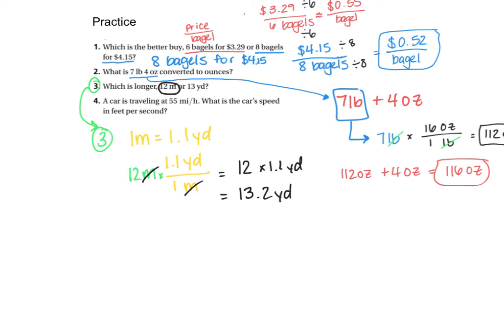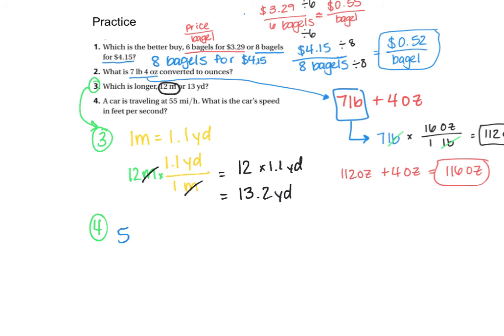All right, let's finish up with number 4. Number 4, a car is traveling at 55 miles per hour. What is the car's speed in feet per second? So this is one of the tricky ones where you see how we're converting miles to feet, and also we're converting hours to seconds. So let's set it all up.